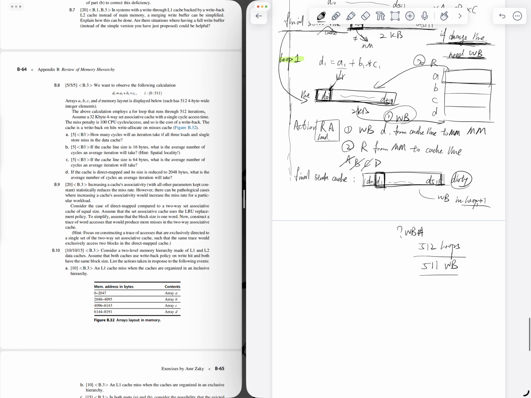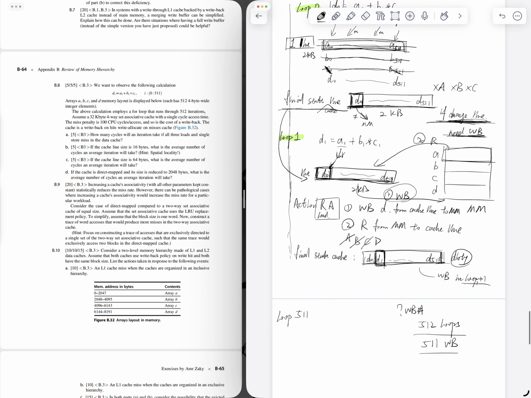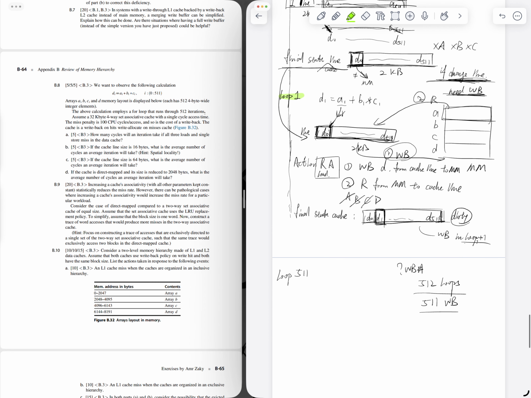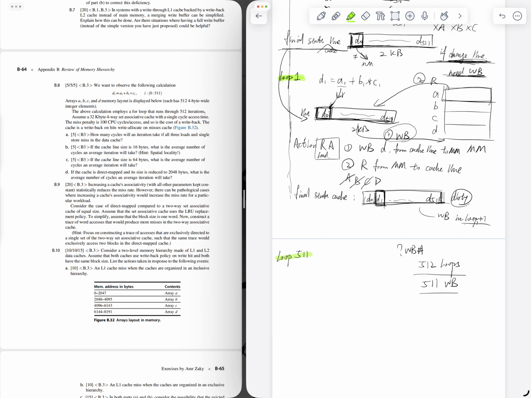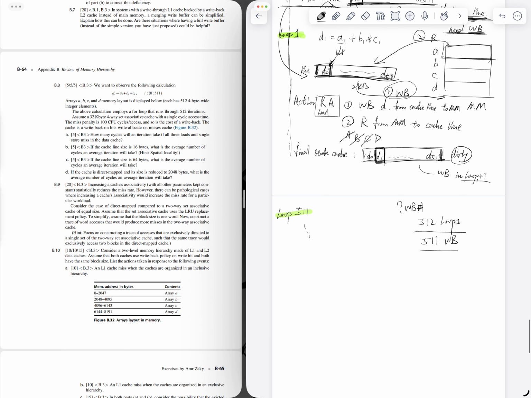Actually, you can know what kind of data has been written back. Let's say we go to the final loop, 511. Remember, we start with loop 0, right? So from loop 0 to loop 511, and here is the final loop. The final state of our cache line will be D0, D1, and so on, up to D511. And we are modifying D511, right?